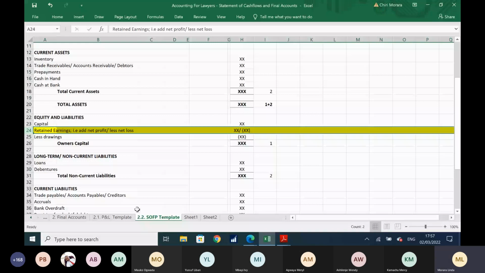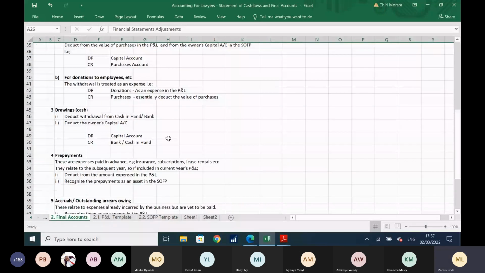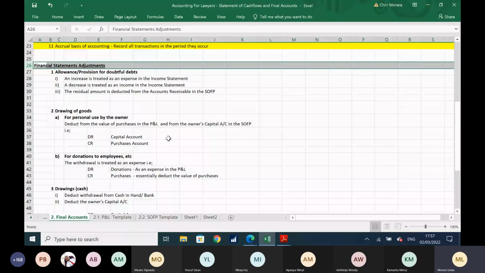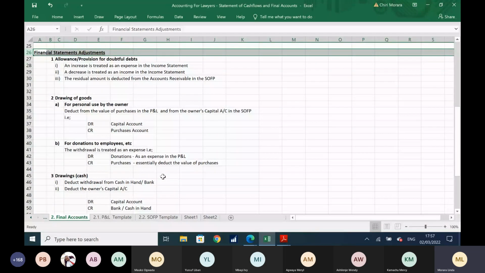That is it for the template. Let me just see about the possible adjustments we can make to those accounts. We have already discussed provision for doubtful debts. If it increases, then that is an expense.